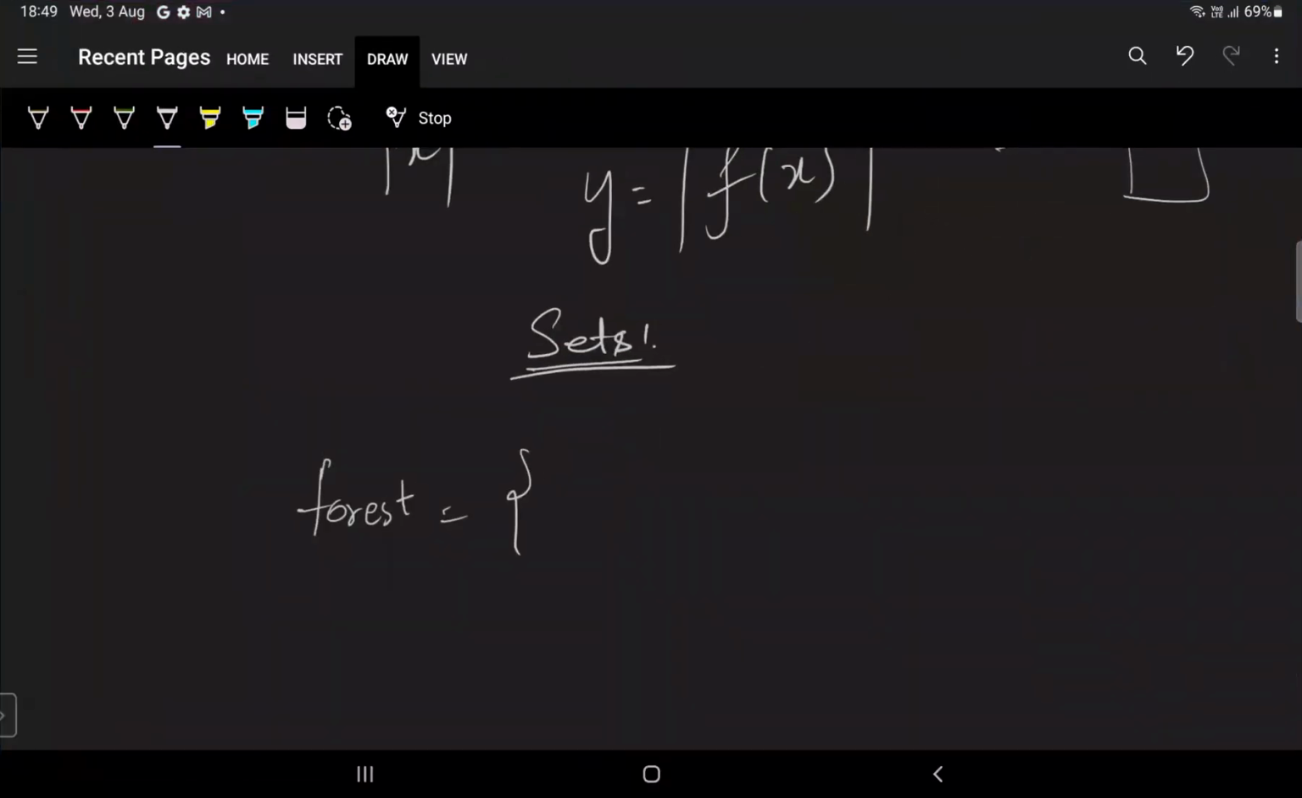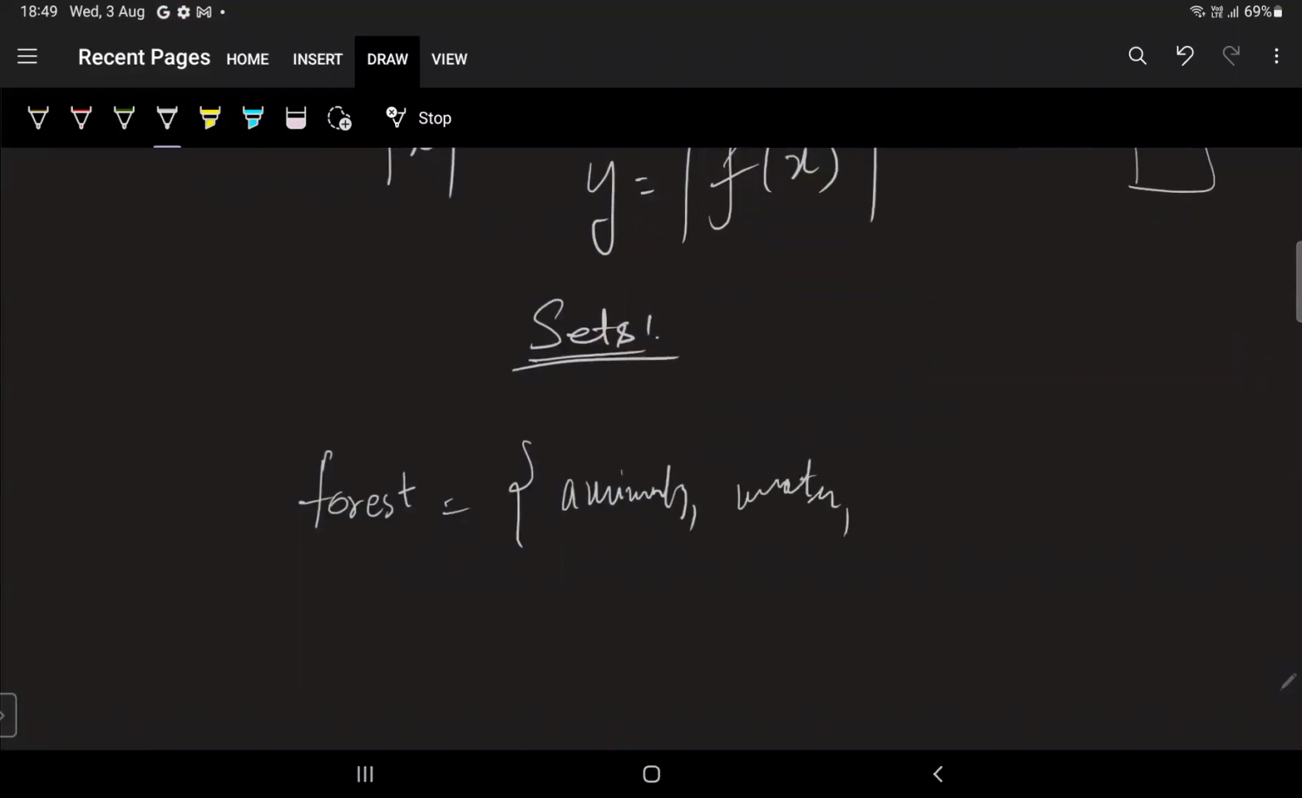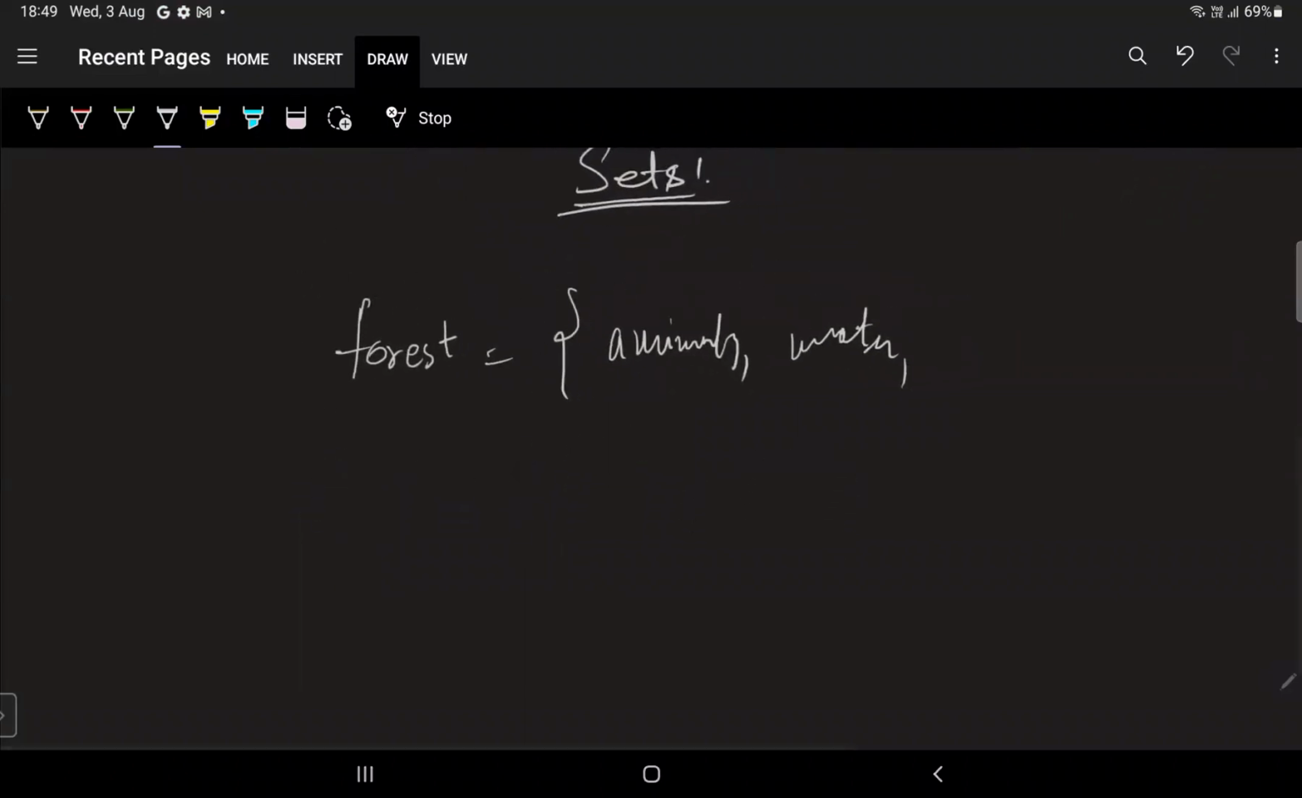Okay. So we have animals, water bodies, or lakes or rivers, whatever you can say. And what else do we have? Animals and water and trees, right? So that means a set is a collection of objects. So that's what sets are.